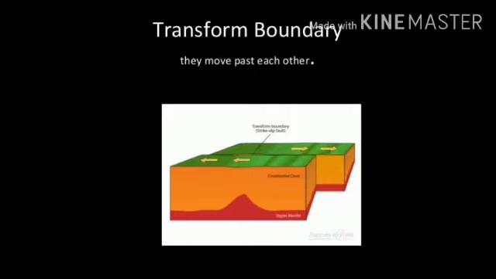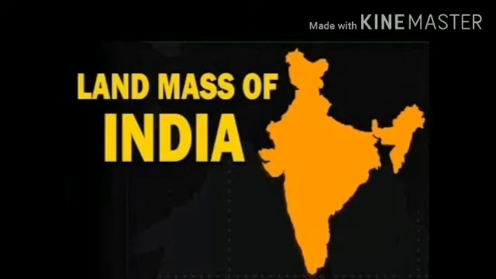Moving on to understand landmass of India. India is a large landmass formed during different geological periods which have influenced its relief. Students, besides geological formations, a number of processes such as weathering, erosion, and deposition have created and modified the relief to its present form. What do you mean by weathering? Yes, weathering is the breaking up of the rocks on the earth's surface.